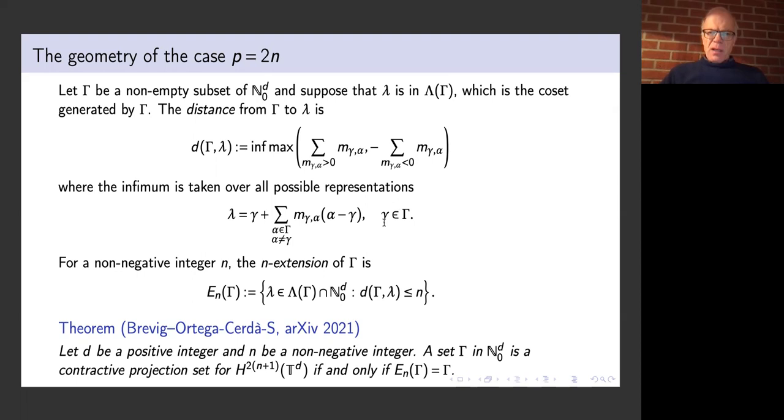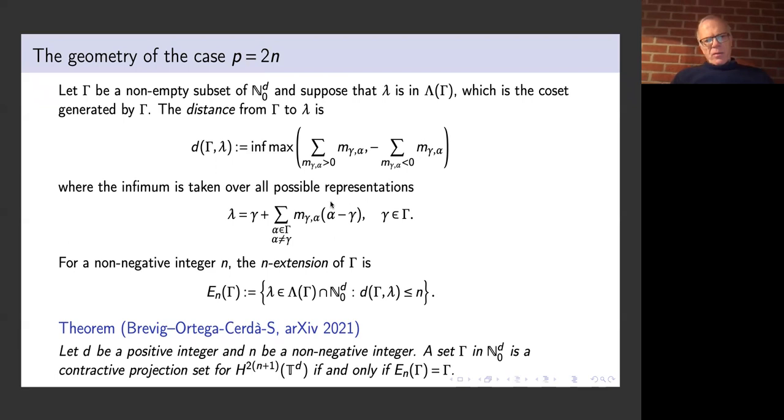I take a point gamma in this set Gamma. And what do I do? I start from this point, and then I make vectors starting at gamma with the other points of your set. And then what I do is I look at how I can get from gamma, taking these vectors, to arrive at a point lambda in the coset that is generated by gamma. I mean, this set Gamma will generate a coset, and I want to see how, when I have some point in the coset, how many steps do I need to get to that point of the coset.